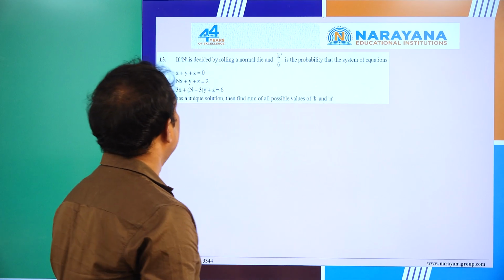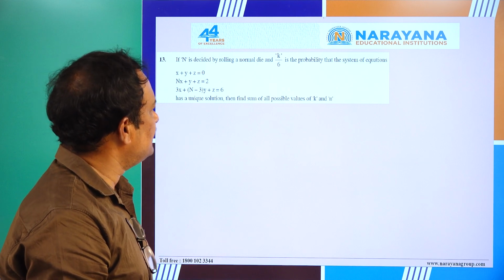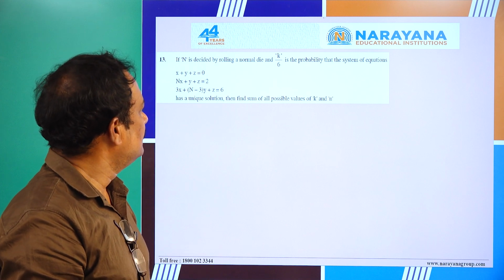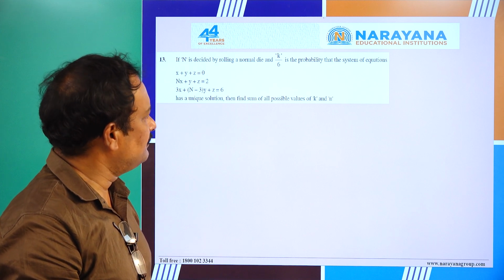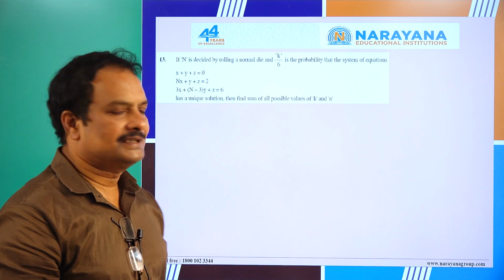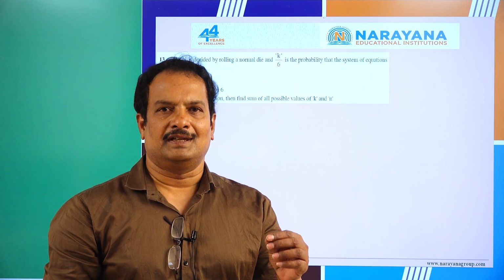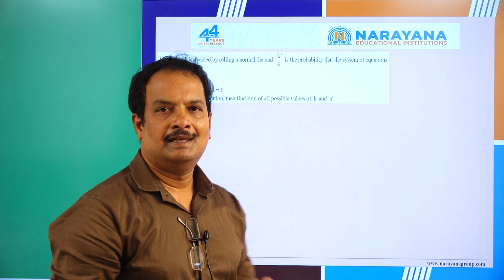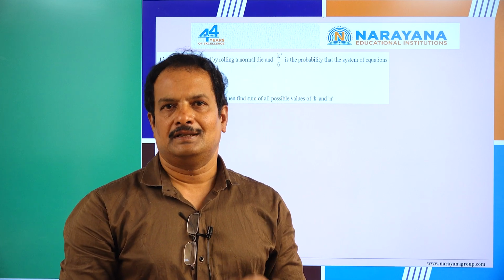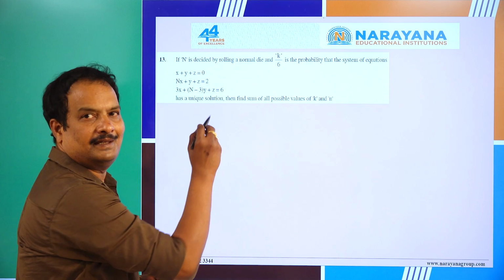In this case, capital N is decided by rolling a normal die, and k by 6 is the probability that the system of equations has a unique solution. Then find the sum of all possible values of k and n. If the system has a unique solution, from the concept we know that for a non-homogeneous system, delta is not equal to 0. The determinant of the coefficient matrix is not equal to 0. They are in the proper order only, x, y, z.